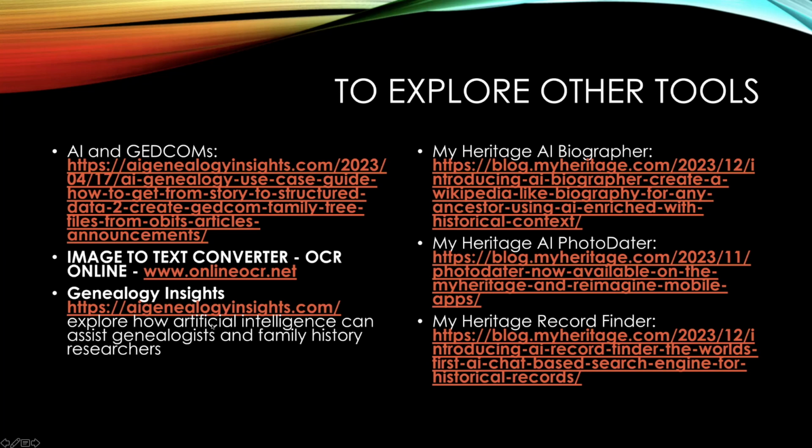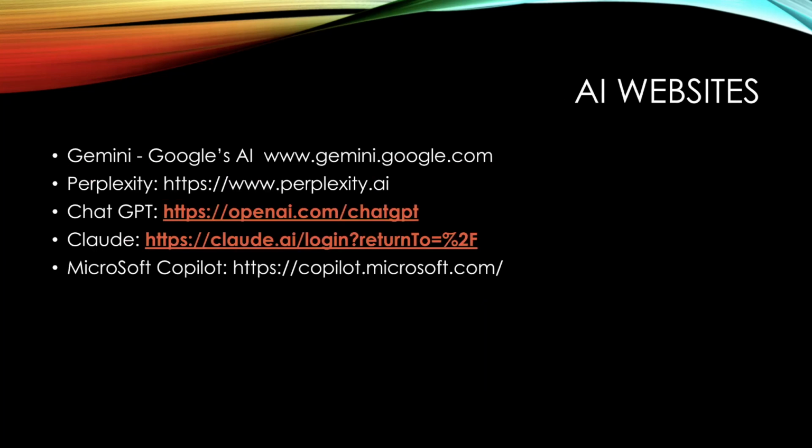There are other websites talking about how to explore the use of AI with genealogy. And as I mentioned before, there's a Facebook page of genealogy and AI. There's probably a lot more out there that I don't know about. This is just, like I said, a summary of where to go if you want to play around with some of these.